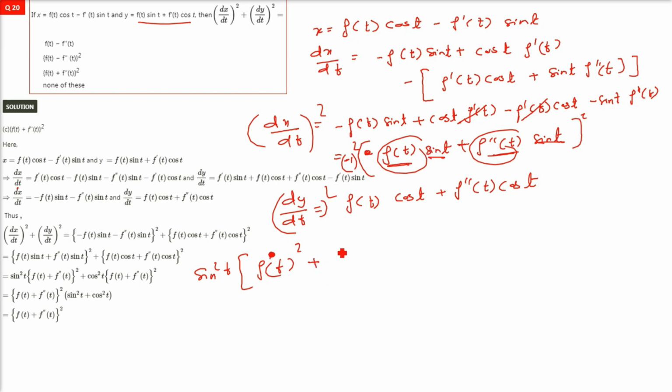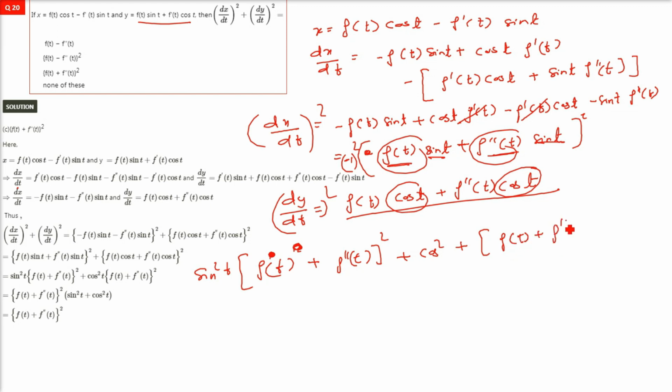It is not whole square. So f(t) plus f''(t), just make it as square. I'm just taking sin square out because we know sin t is in both the terms. In the second one we have cos square t, I'm taking outside. So we have f(t) plus f''(t). So these are the two things which are common here. So we can take this common outside, f(t) plus f''(t).